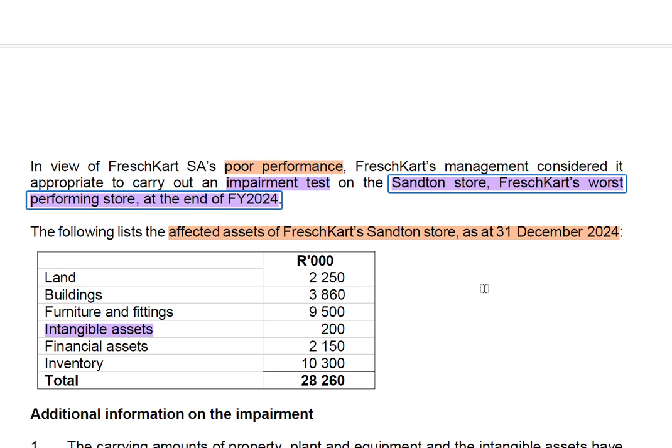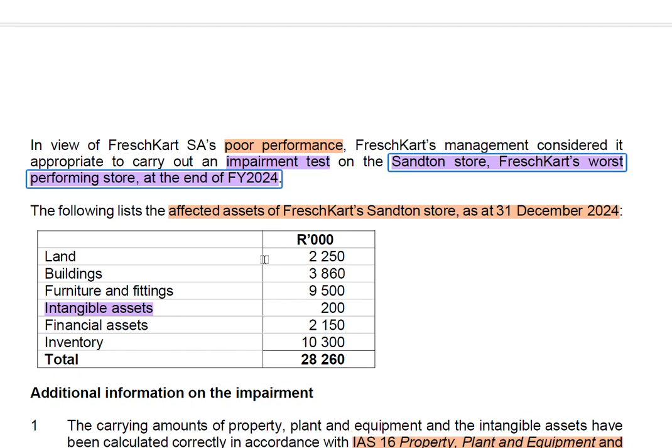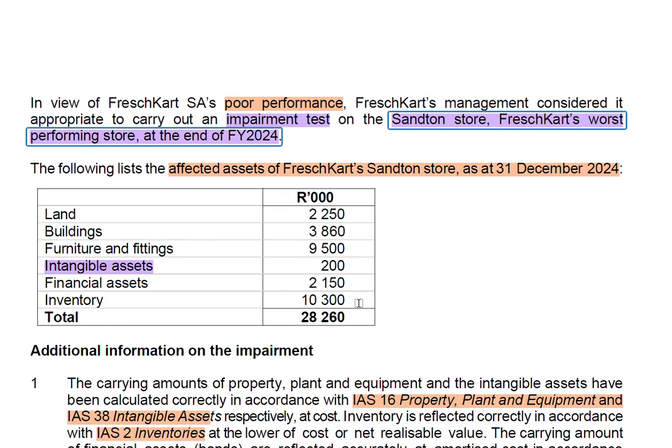So what else are we given? We are given the affected assets as at 30 December 2024, and the assets they provided us are land, building, furniture and fittings, intangible asset, financial asset and inventory. And the total value of all these assets is 28,260.